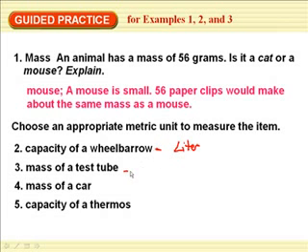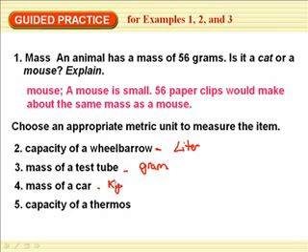The mass of a test tube. A test tube is pretty light. It's glass, but because there's still a little weight to glass, I'm going to guess grams. Let's do that in grams and see what we come up with. And the mass of a car. A car's pretty heavy. A lot of textbooks make up a car, so I'm going to go kilograms.